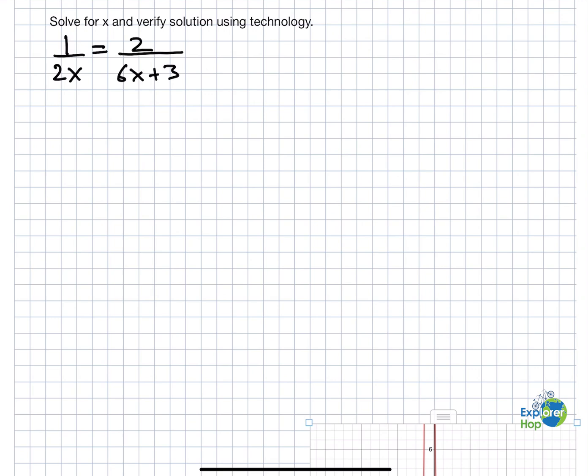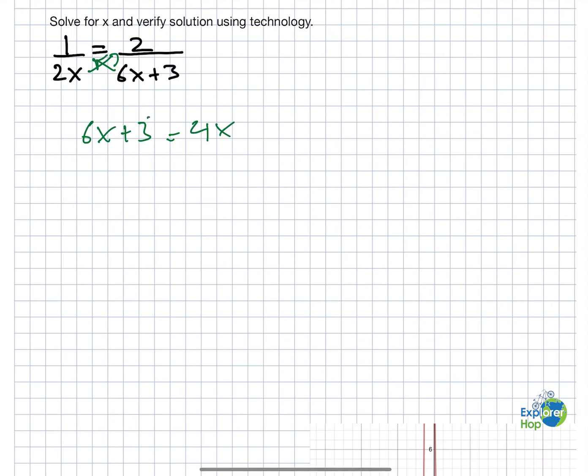Today we will be solving for x and verifying our solution using technology for the equation 1 over 2x equals 2 over 6x plus 3. So we can solve this by cross multiplying these two, which would give us 6x plus 3 equals 4x.